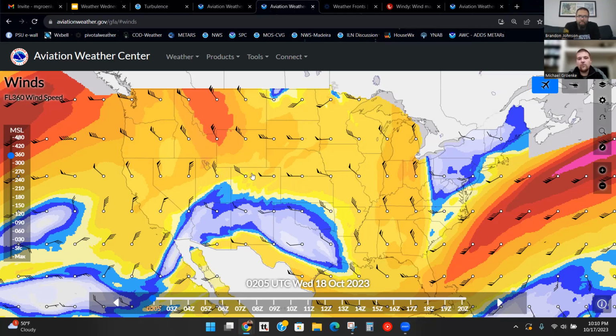I would say this is a relatively gradual change. That's not anything terribly crazy. I mean, there definitely is a 90-degree change in wind direction over here over the course of a couple of states.